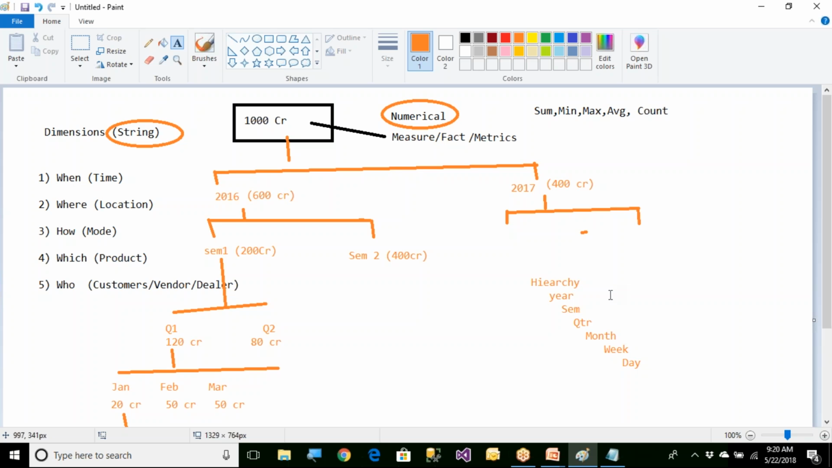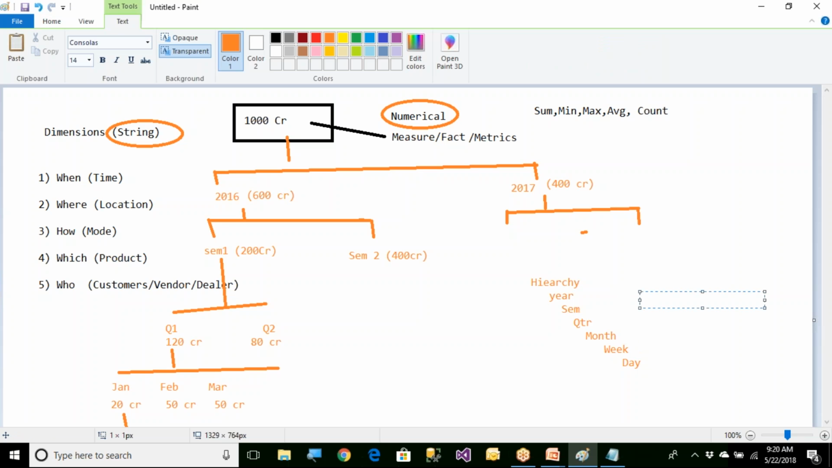Now, you may have more than one hierarchy also. For example, I want to visualize the data year wise, then quarter wise, and below that week wise. So I want a visualization like this. This is hierarchy number one. This is hierarchy number two. So a dimension can have different hierarchies also.